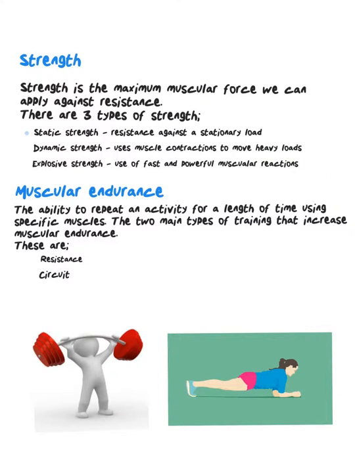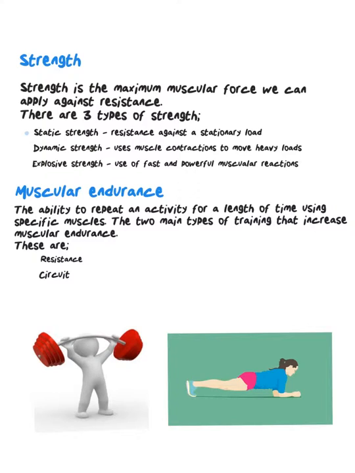Strength is the maximum muscular force we can apply against resistance. There are 3 types of strength. There is static strength. This is the resistance against a stationary load. Dynamic strength uses muscle contractions to move heavy loads, and explosive strength is the use of fast and powerful muscular reactions.